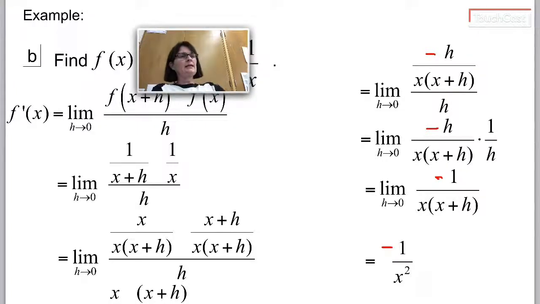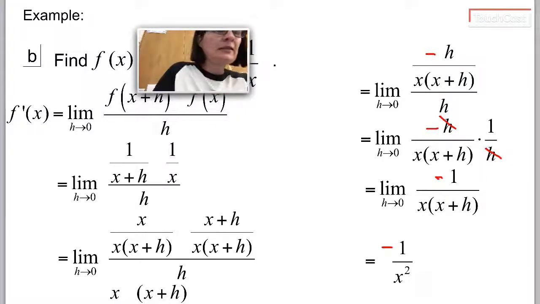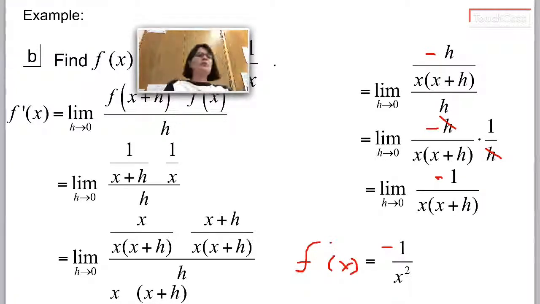So once these cancel, this h will cancel with this h. I'll be left with a negative 1 in the numerator. It's finally safe to replace h with 0. I'm going to get negative 1 over x squared. So f prime of x is negative 1 over x squared if f of x is 1 over x.